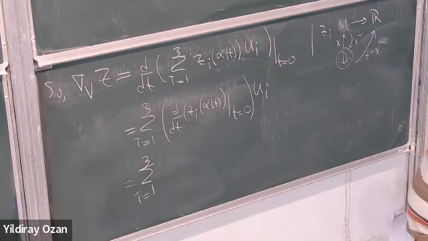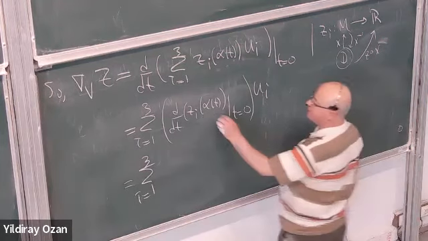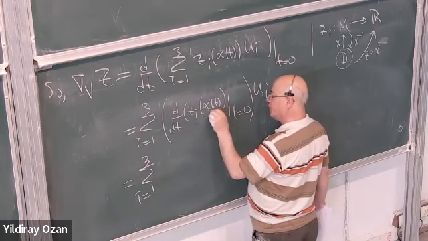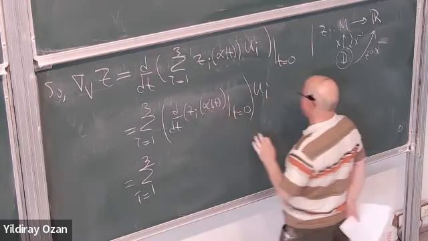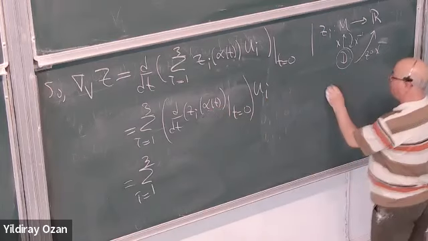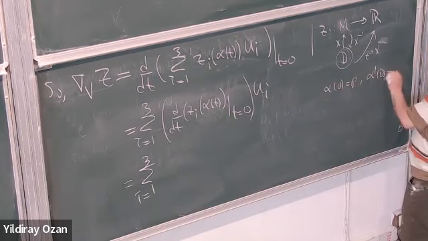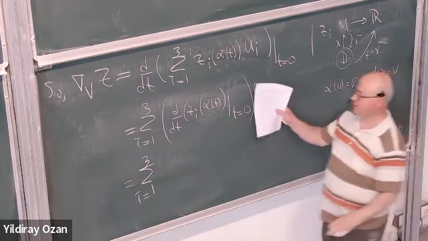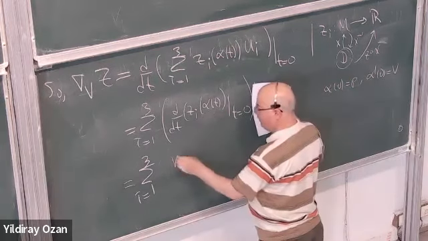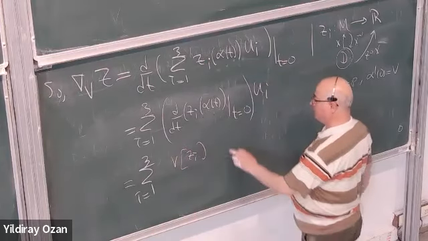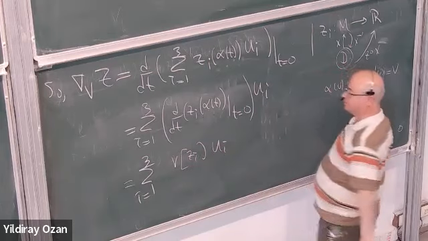So what is this derivative? Since this is the curve with the following property, alpha 0 is equal to P and alpha prime 0 is equal to V. So this thing is just V of Zi, right, times Ui.